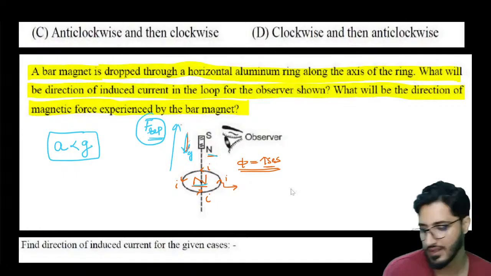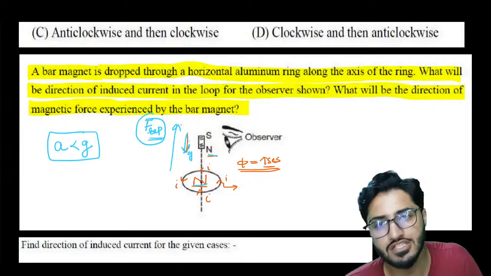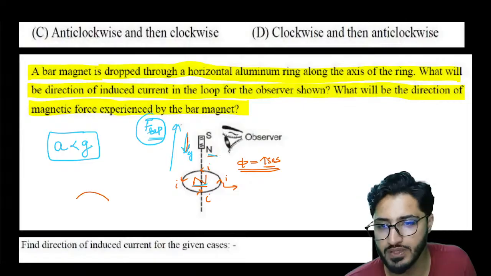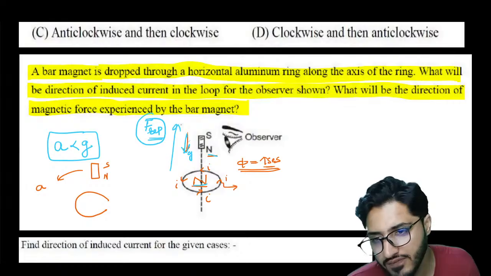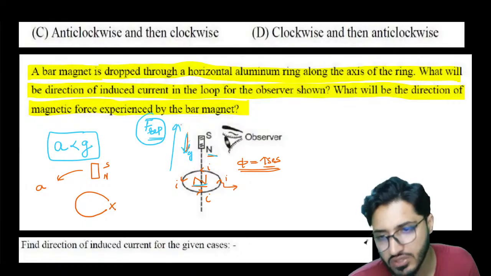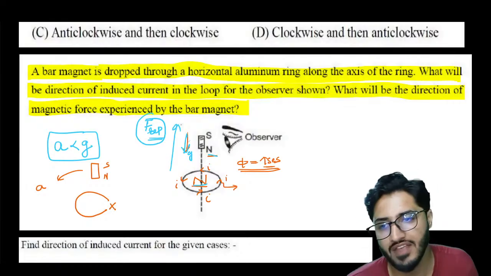Easy? Now let us make this numerical different. We are having a loop, but it is not completed in this way. North pole, south pole. What will be the acceleration of it? Sir, if this loop is broken, there will be no induction, no? So my acceleration would be g. No force.